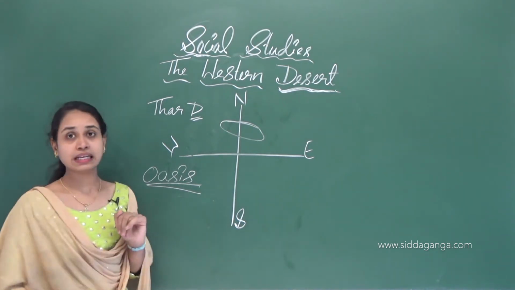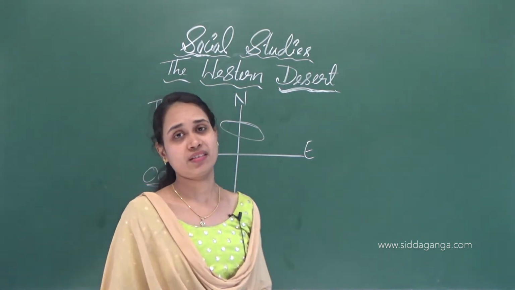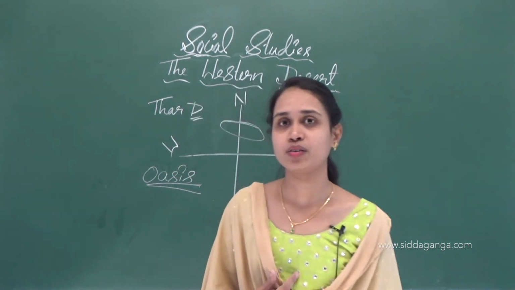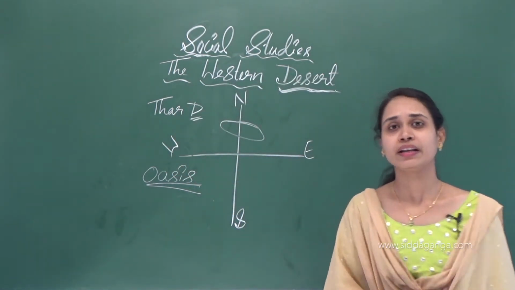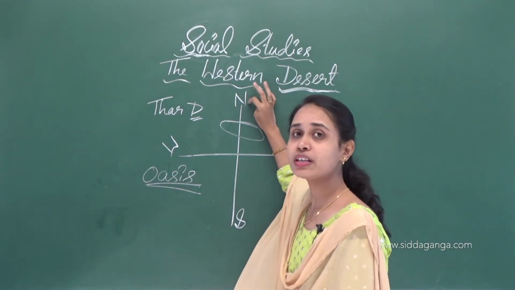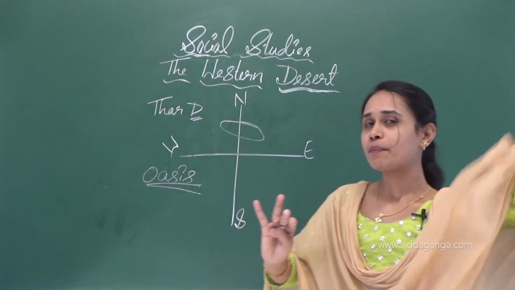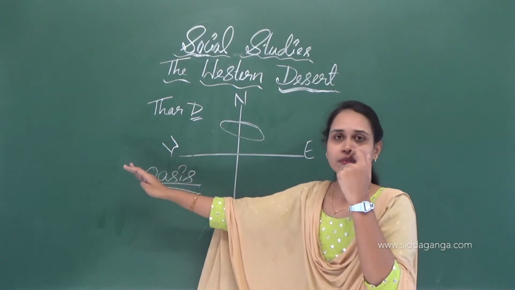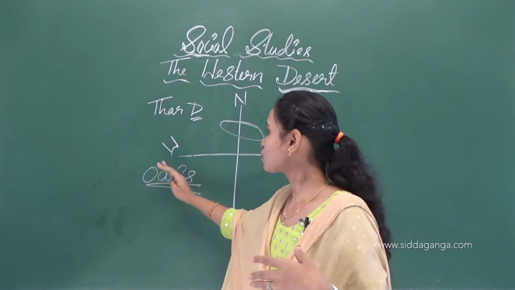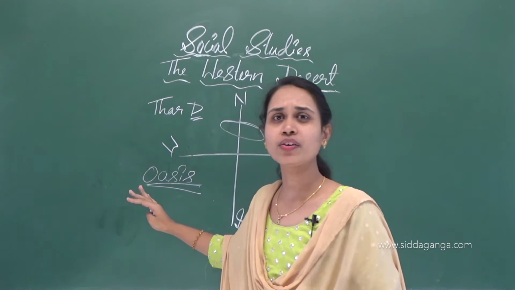The desert regions remain hot and dry throughout the year. In the northern mountains, it is covered with snow throughout the year. But here in the western part, there is less vegetation and less rain, so it is hot and dry throughout the year.